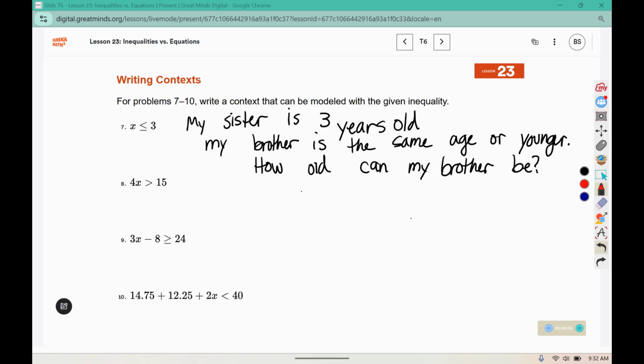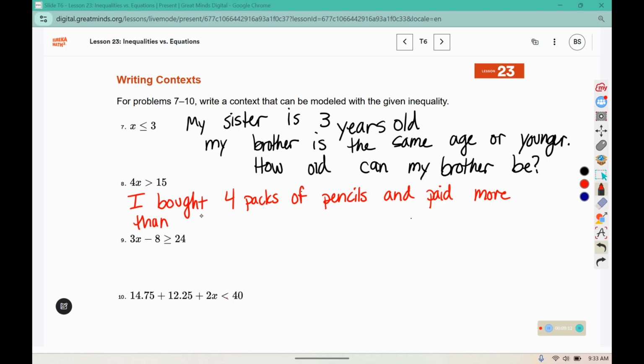This one, it looks like they have 4 of this. So you could say, I bought 4 packs of pencils and paid more than $15. How much could each pack cost?